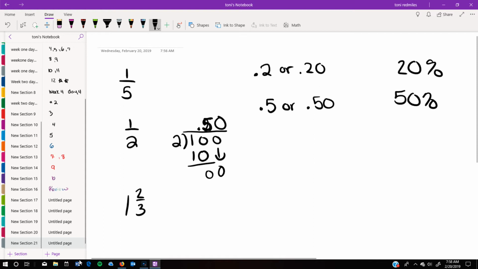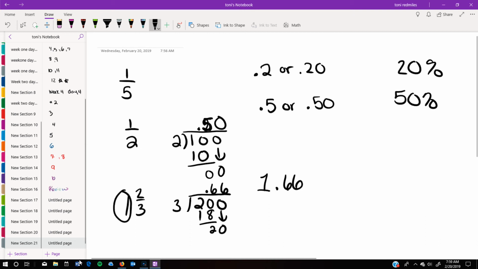So now I know I have a whole number, okay? But I'm just going to divide out my fraction. I know I want a decimal. I'm going to put 2 place values in there so I get to the percent, okay? 3 goes into 20 6 times, which is 18. And then it's going to do it again, okay? So 0.66. But I have to put a 1 because I have a whole number of 1 in the front. Okay? If I move that, I have 166%.